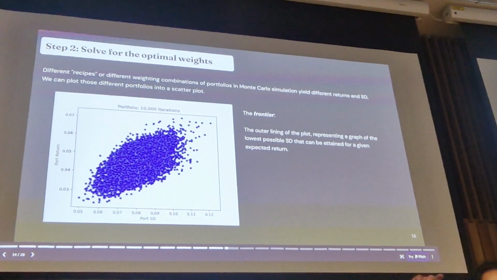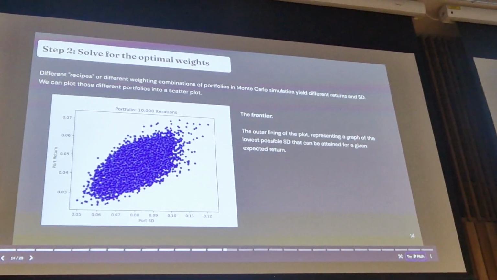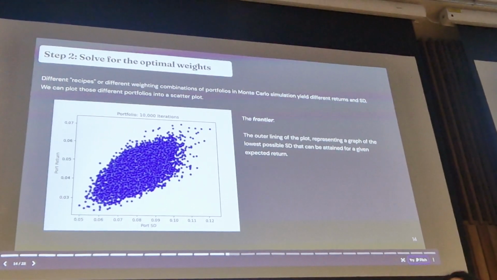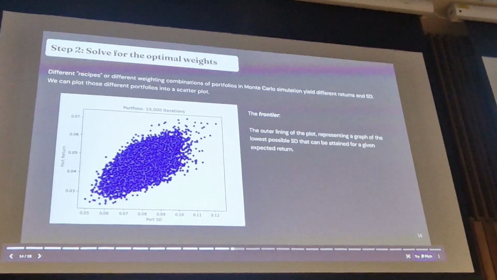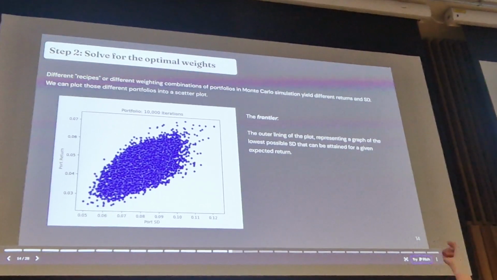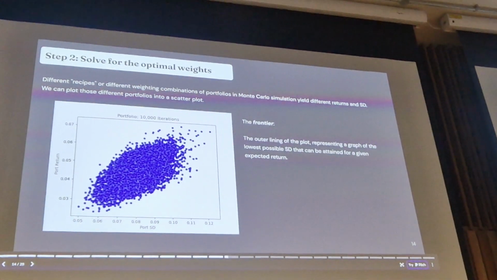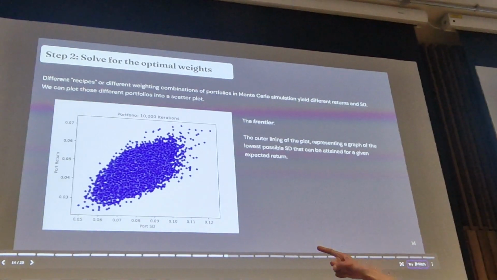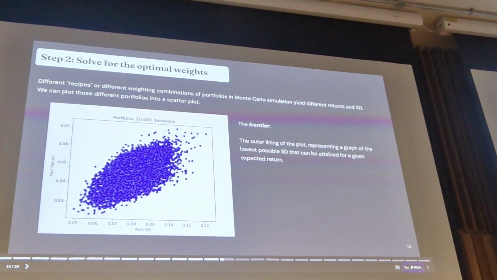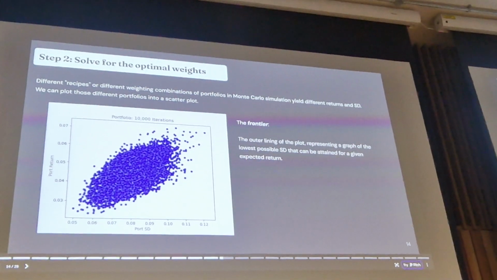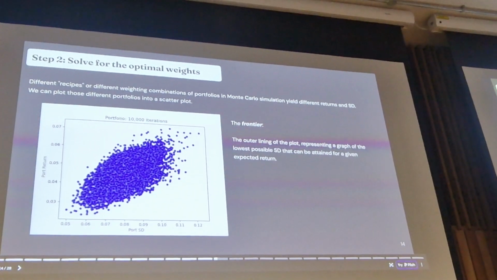So for example, let's get back to Markowitz. I know I might get on your nerves because there are too many equations. But Markowitz portfolio optimization, why he got the Nobel Prize is because he introduced the concept of the frontier. Frontier is basically, if you see the 10,000 iterations there, you can take the outer lining, the dots on the outer line. That's called the frontier, basically a graph of the lowest possible standard deviation for each return combination.